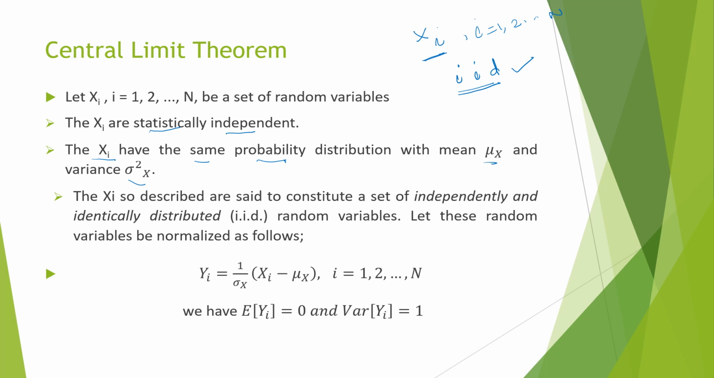Now, if these random variables are normalized with respect to variance, then we write the equation yi = 1 by sigma x (xi minus mu x). So now y constitutes the set of normalized IID random variables, and for this the mean value is 0, E[yi] = 0, and variance of yi is 1. Now having defined the normalized IID random variables, we now go for the central limit theorem.